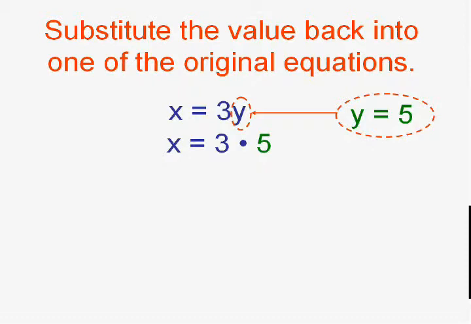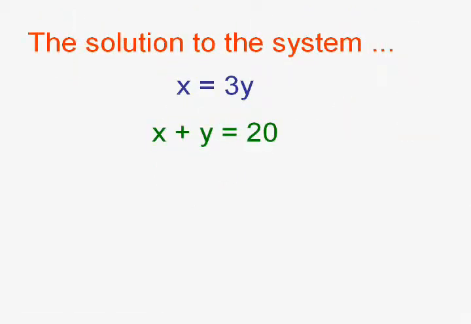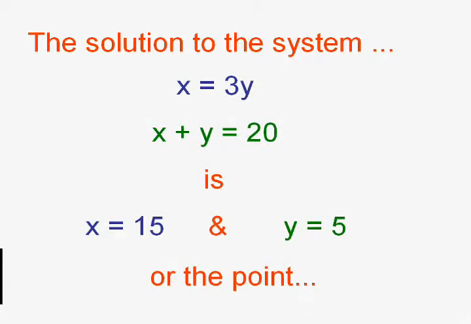And now I have an equation with only one variable, and it's the other variable, x, which I can solve. And x will be 15. So the solution to this system of two lines is the point where x equals 15 and y is 5, or sometimes we write the point (15, 5).